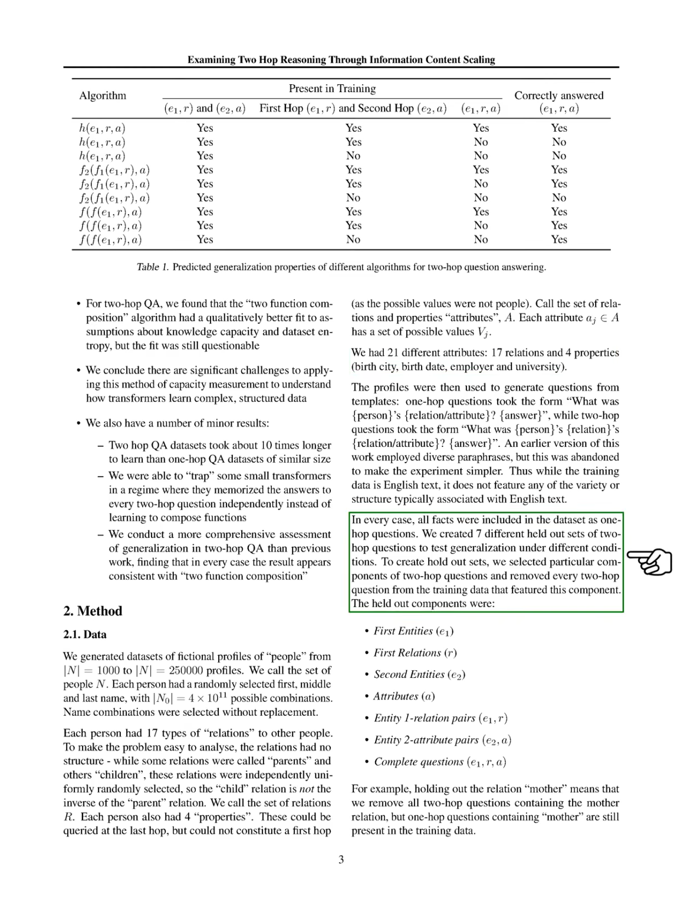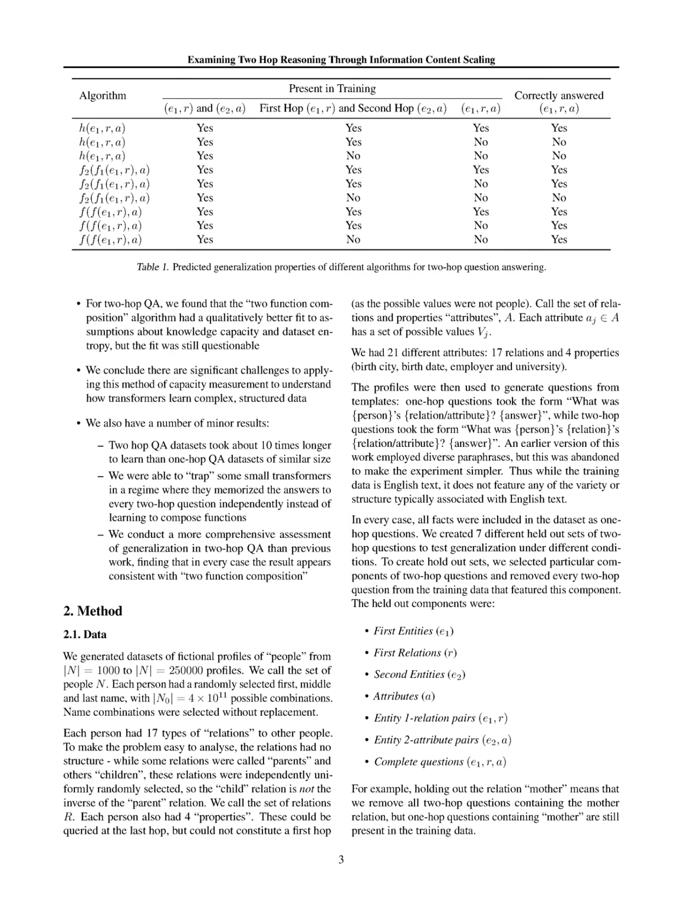All facts were included as one-hop questions, and we created 7 different sets of two-hop questions to test generalization under various conditions by holding out specific components from the training data. For example, if we held out the relation, mother, we removed all two-hop questions involving that relation while keeping one-hop questions intact.